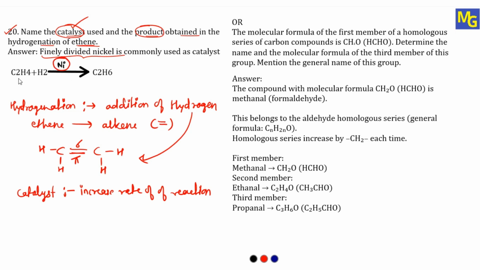And C2H4 is what? This is ethene. C2H4 plus H2 will give C2H6. So you can see in the reaction. I'll write it here once again. So C, double bond, C, here H, H and H.